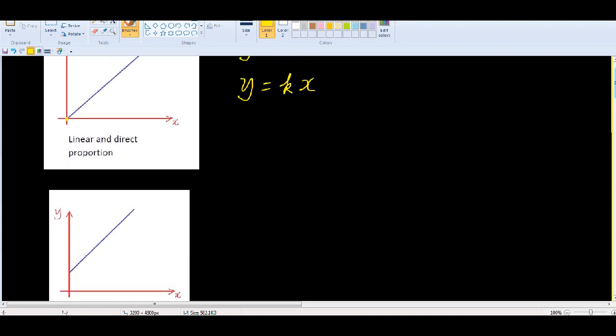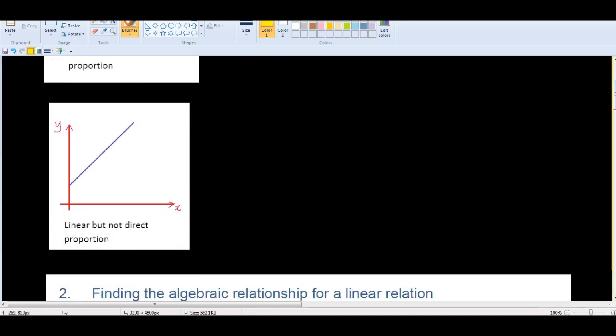So how about for a linear relation that is not direct proportion, where the line is a straight line but does not pass through the origin? In this case, the expression is quite similar. It's also y equals something times x, but this time you need to add a constant c, and this c would be non-zero. An equation like this would be an algebraic representation for a linear relation.